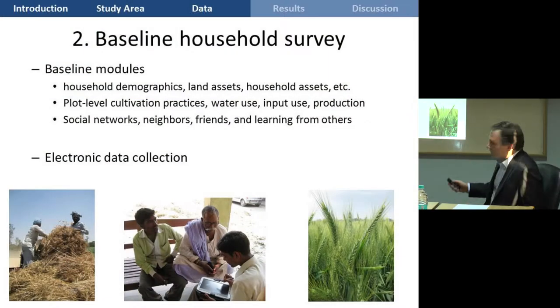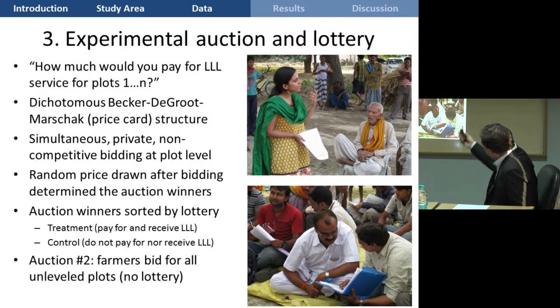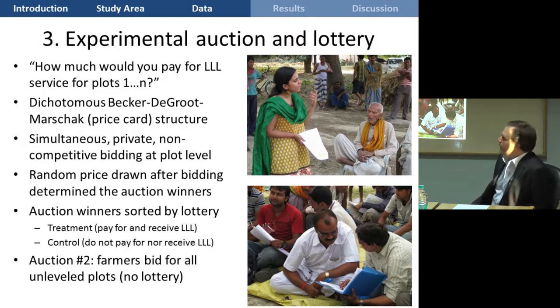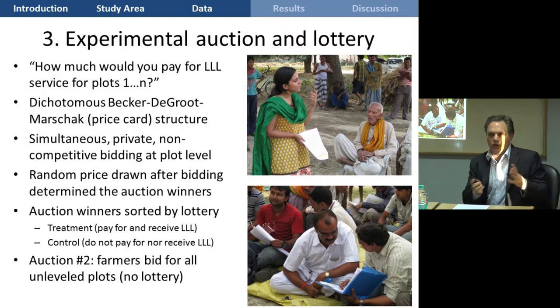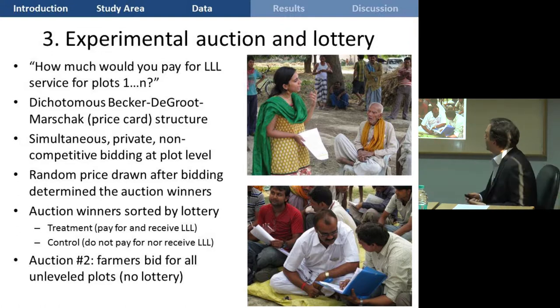We conducted a baseline survey, fairly standard components, both demographic, production, and other. We used CAPI for this, and it was back in 2011. It was still pretty early in the CAPI world. We conducted an experimental auction and a lottery. It was a Becker-DeGroot-Marschak binding non-competitive auction, for those of you that are familiar with it.